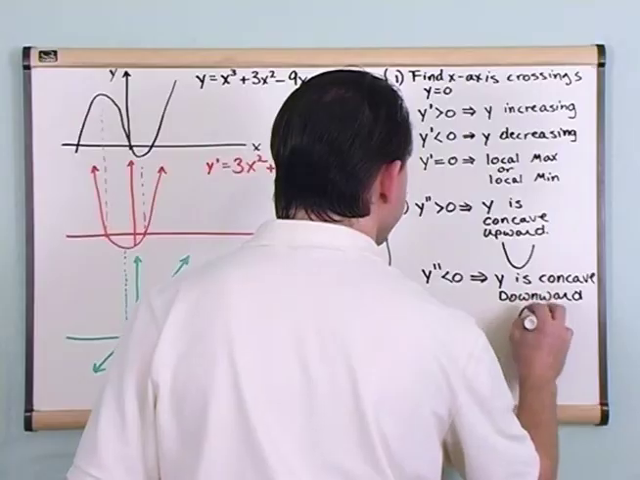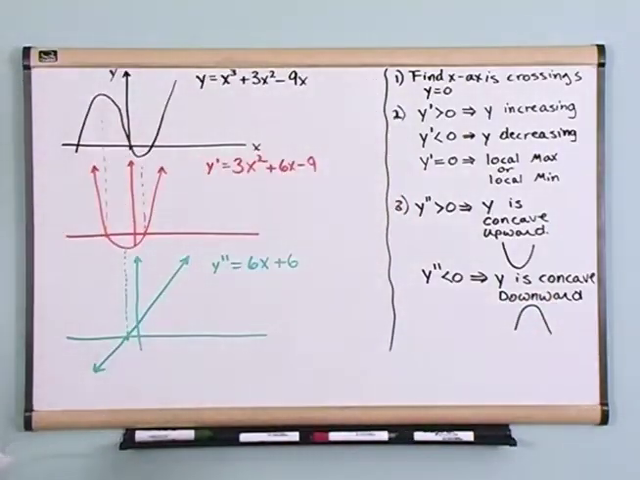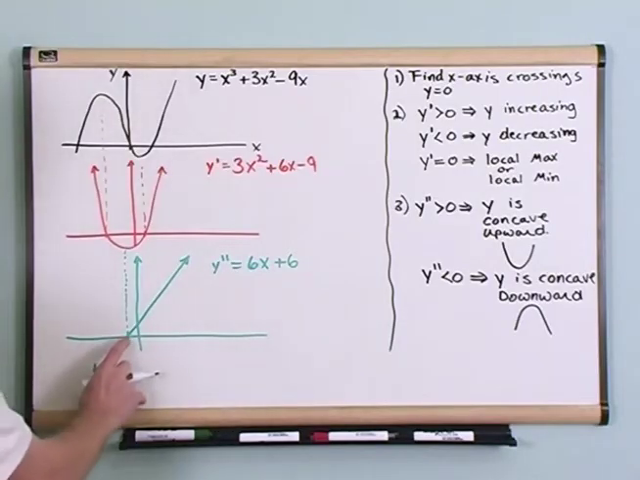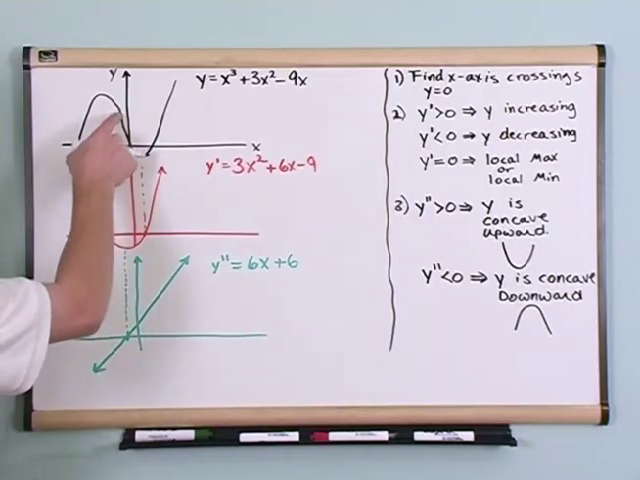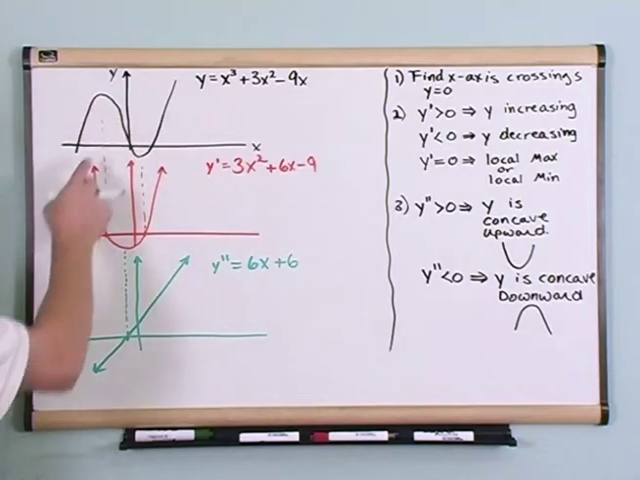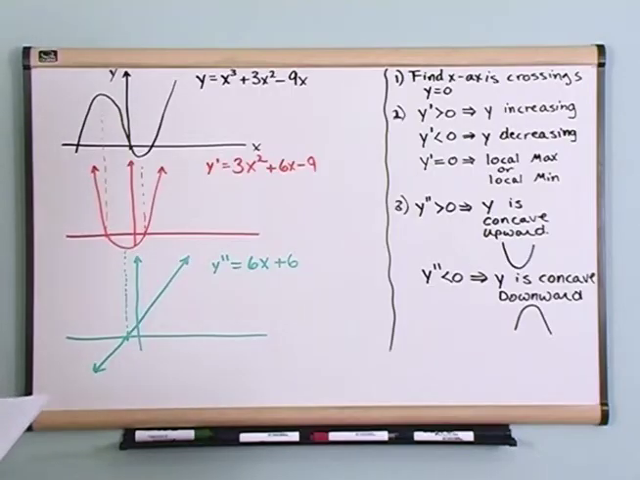An example of that is when it looks like this, concave downward. That makes sense because everywhere this function was negative, if you follow it up here, from here over to here, it's concave downward. So that makes sense.